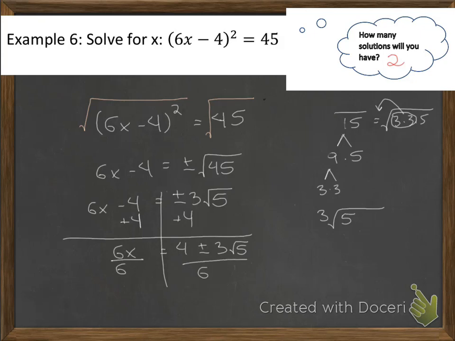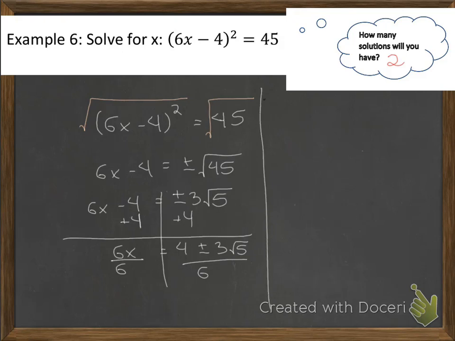Okay, so I need to erase this over here because I need some more room. So what I'm going to do is write out both solutions, the positive and the negative. Okay, so I have x equals 4 plus 3 square roots of 5 over 6, right? And then I have x equals 4 minus 3 square roots of 5 over 6. Okay, so these can and must, in fact, be simplified.